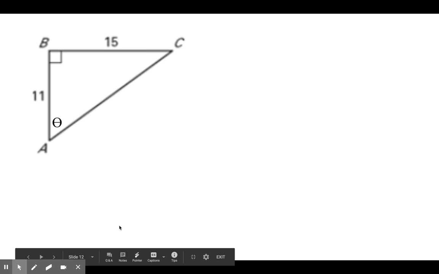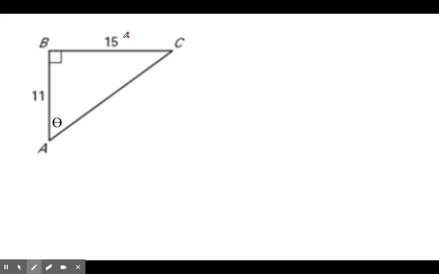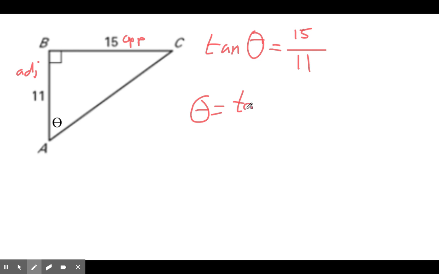So we do another example. A is theta, so that means 15 is opposite and 11 is adjacent. So once again, we're going to use tangent. Tangent theta is equal to opposite, which is 15, over adjacent, which is 11. Which means theta is equal to inverse tan of 15 divided by 11.